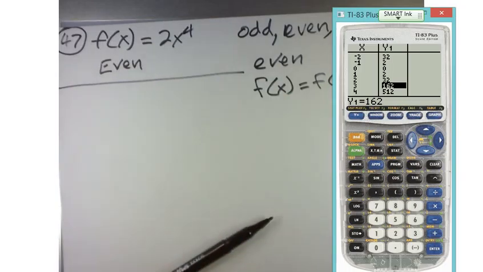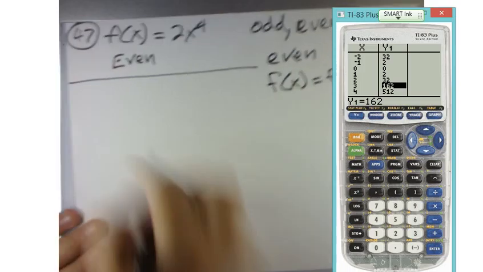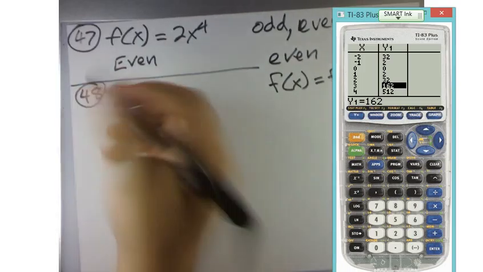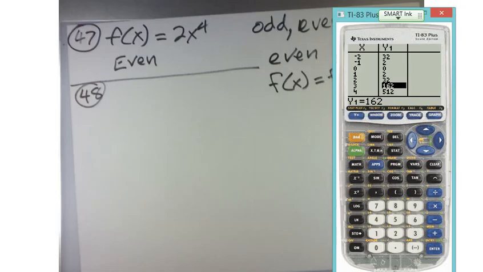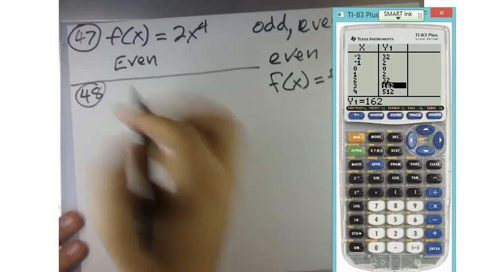48. Let's do 48. I'll do them all on the same. So 48. How do you solve it algebraically, though? Algebraically? Oh, okay.